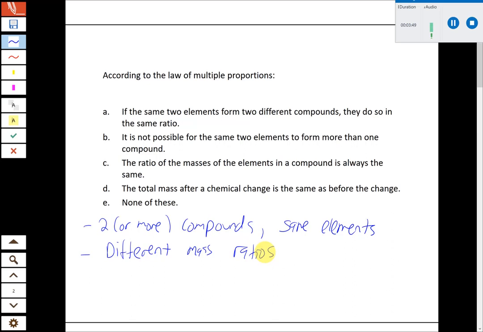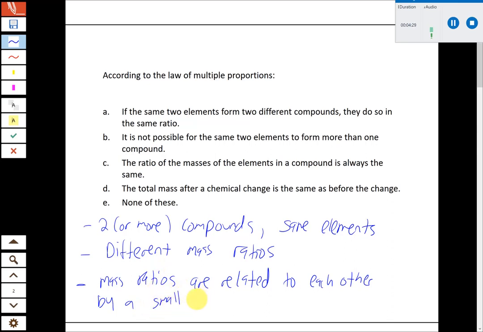So that's really the key qualitative statements about the law of multiple proportions. And then the other thing is that if we talk about the mass ratios of the 2 compounds, meaning the ratio of one element to another in the 2 compounds, I'm not going to give the full mathematical treatment of this. We don't need it for this question. But basically, in the law of multiple proportions, if we look at the mass ratios of the 2 different compounds, those ratios are going to be related to each other by a whole number, I should say a small whole number, or simple fraction multiple.